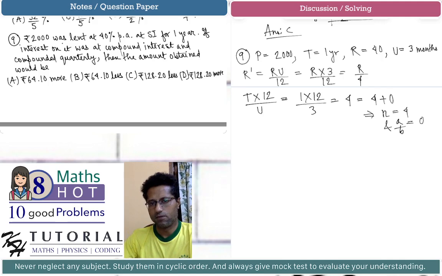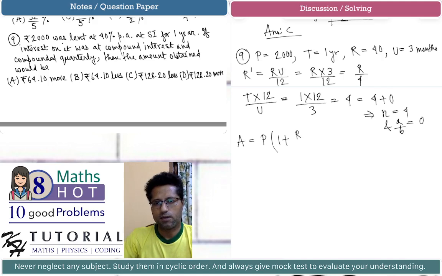Since we have t multiplied by 12 by u equal to 4, we can say that if 4 is expressed as a mixed fraction n and a by b, then n has to be 4 and the fraction a by b has to be 0. So now the general formula for the amount was P multiplied by (1 plus r dash by 100) to the power small n, multiplied by (1 plus a by b times r dash by 100).